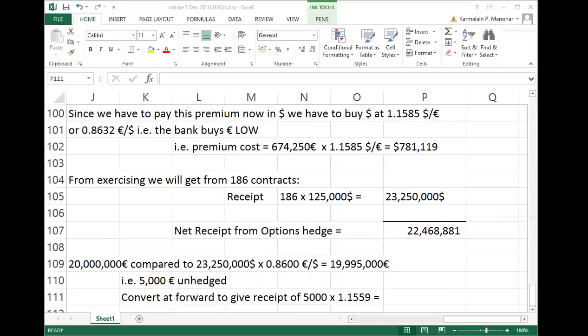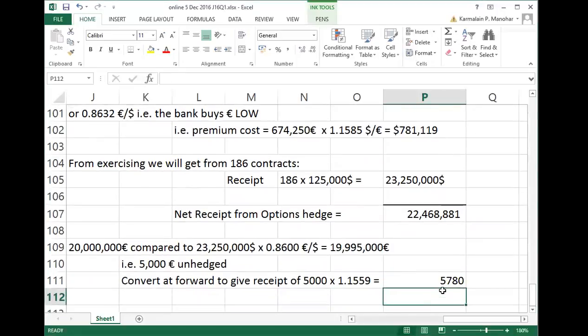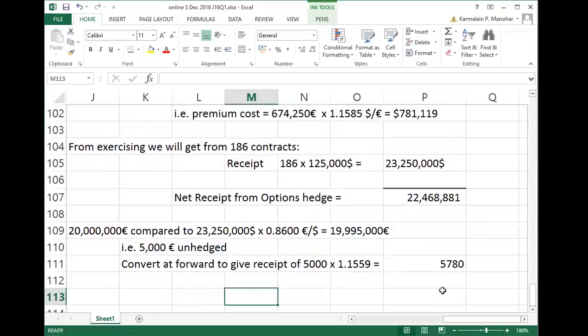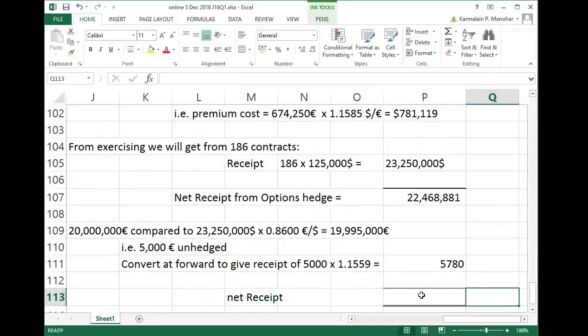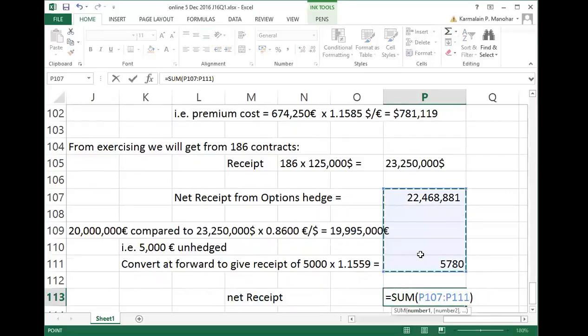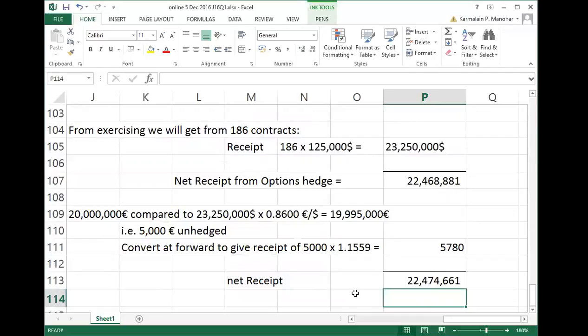5,779.5 or 5,780. 5,780 net receipt again. So definitely in the exam you don't have to do it. I'm just doing it here, definitely put your note, to try and see how this compares. Right, 22,474,661. They have 22,472. So that's about a $2,000 difference.